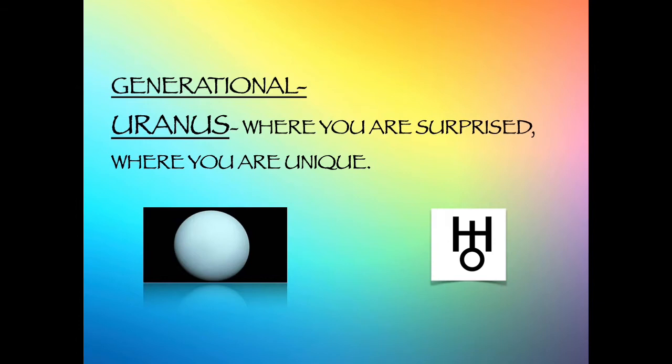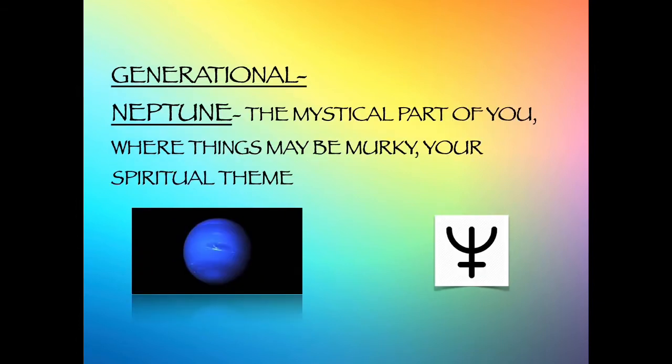As I said before, Neptune is generational as well, and this is where there's a mystical part of us where things may not be as clear to us. When we talk about Neptune, we talk about dissolving, and it's ruled by Pisces, which is all about this watery kind of psychic energy. So this is where we could have our spiritual theme, or we could be intuitive here, or it could be things that are not as clear. Maybe the energy of this particular gate isn't as clear as it is in other places.